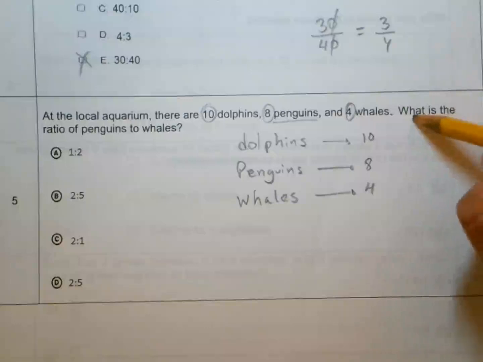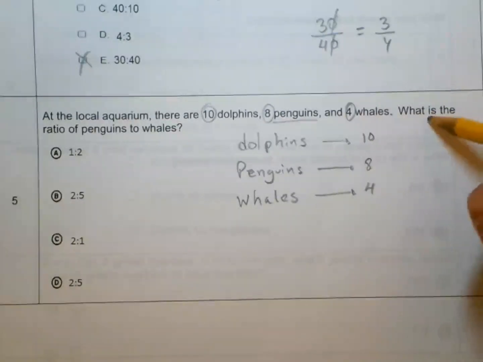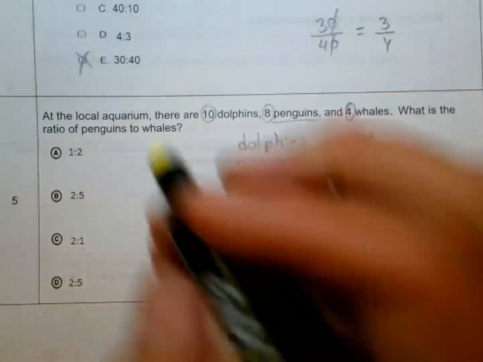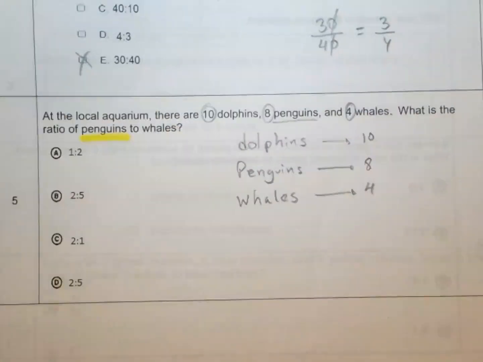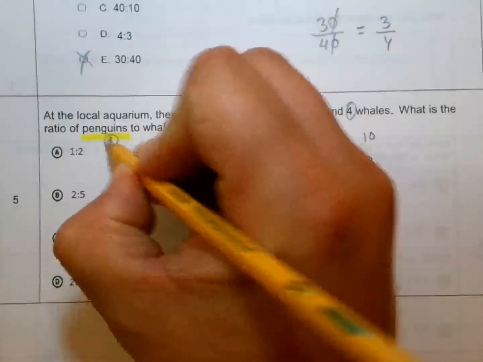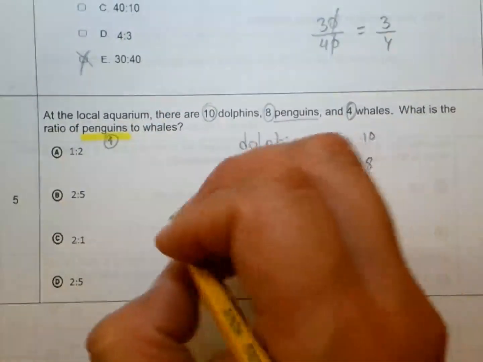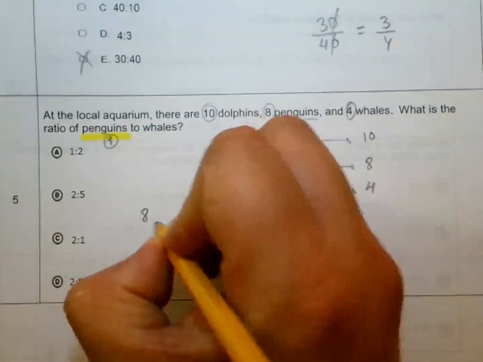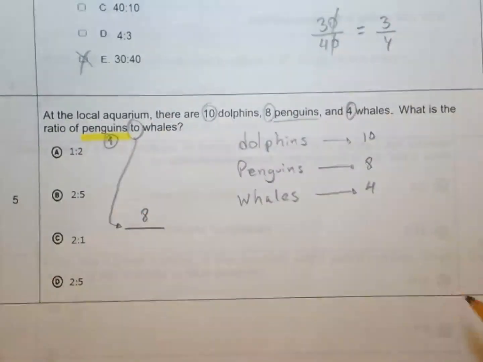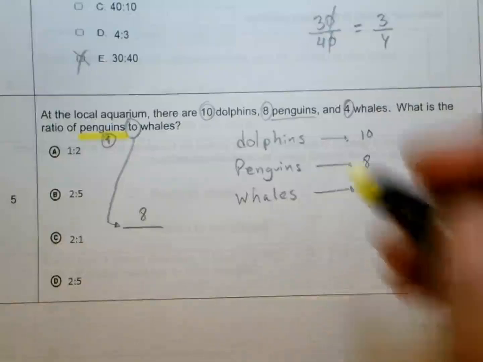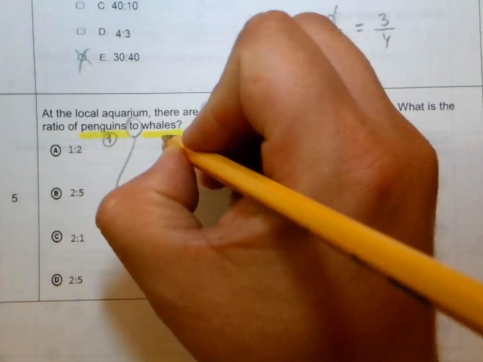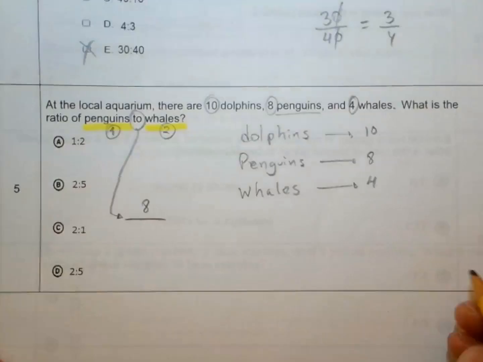Right? Then we have 8 penguins. We have to write down penguins. The number is 8. We're going to put this number here. And then we have a third group, which is whales. And this is 4. Right? We have 10 dolphins, 8 penguins, and 4 whales. Now we're going to start the second sentence, which is actually the question. What is the ratio of penguins?